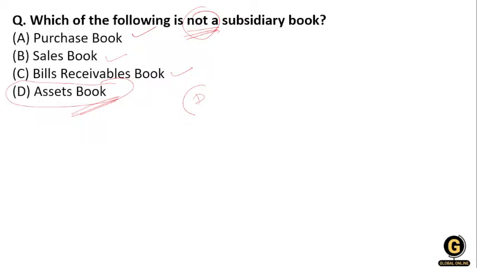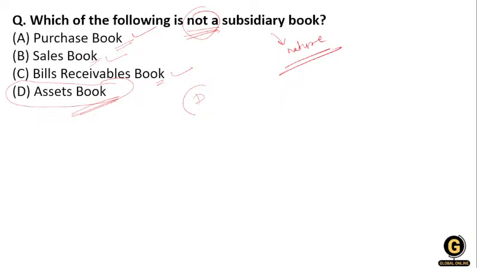Now the question is, what is a subsidiary book? Subsidiary books are the books that record transactions which are similar in nature, in the ordinary manner. Like the purchase book having purchase records, the sales book having sales records, bills receivable having bills receivable records. So these are the subsidiary books.